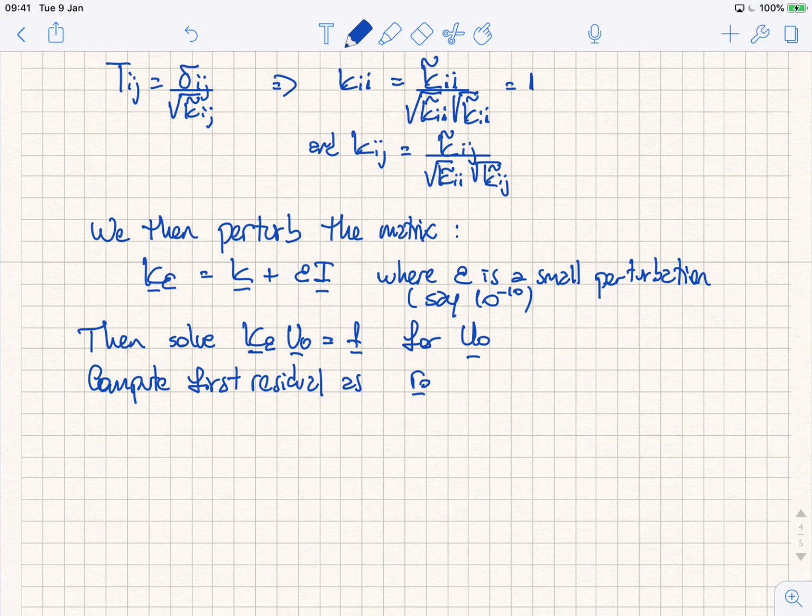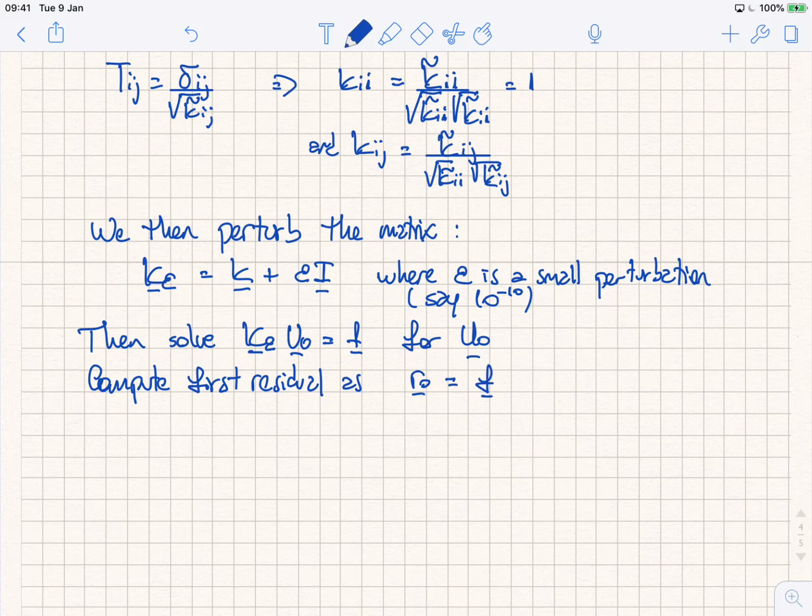And so if Ku minus f is not equal to 0, that is what I call my residual, right? So far, you see that I have obtained a first approximation to u, but there has to be some residual because I am not using the original K matrix, I'm using the perturbed matrix. So how do I compute my residual?